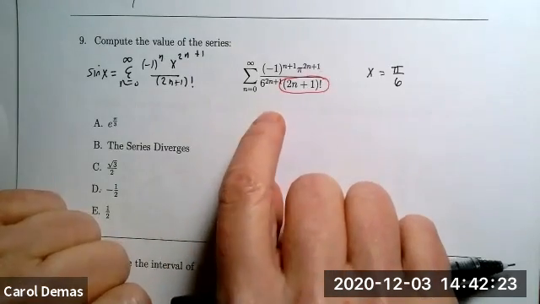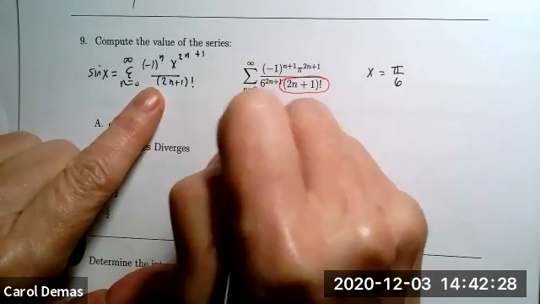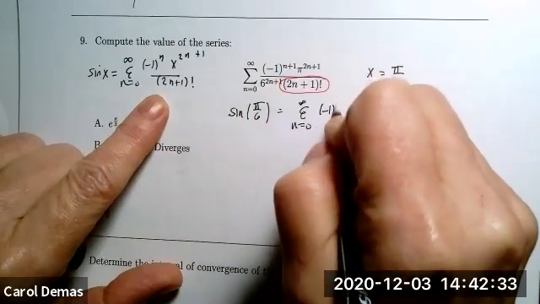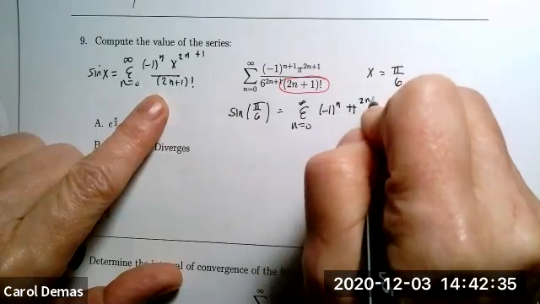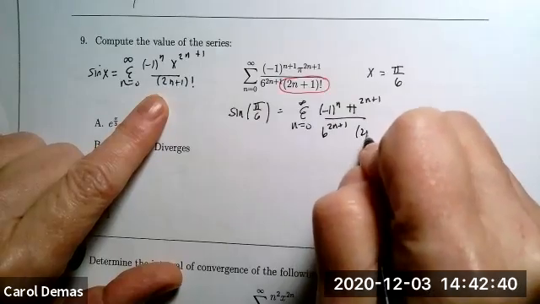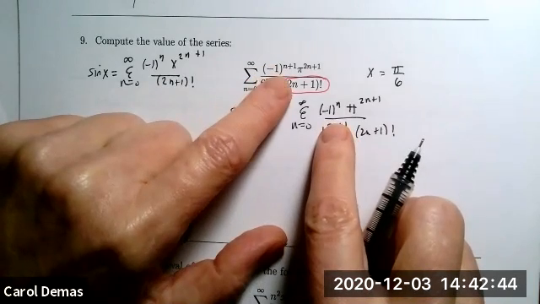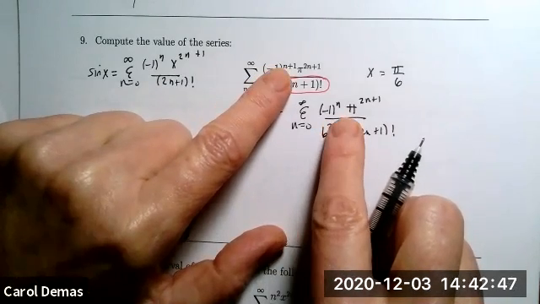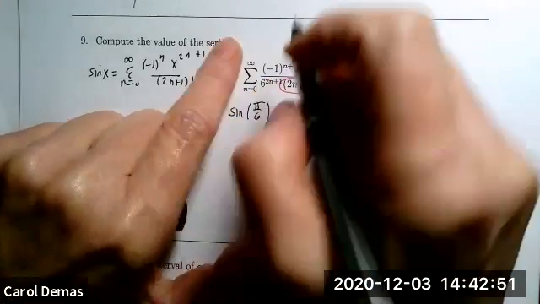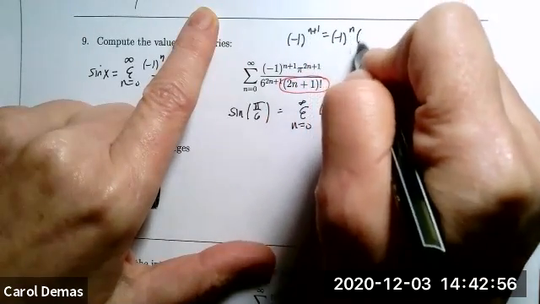Okay, what else is different? Does anybody see anything different? If we write sine of pi over 6, that's going to be the sum from n equals 0 to infinity of (-1) to the n, pi to the 2n plus 1 over 6 to the 2n plus 1 times (2n plus 1) factorial. That's not what we have though. What's the difference? It's multiplied by -1. So we can notice that (-1) to the n plus 1 is the same as (-1) to the n times -1.